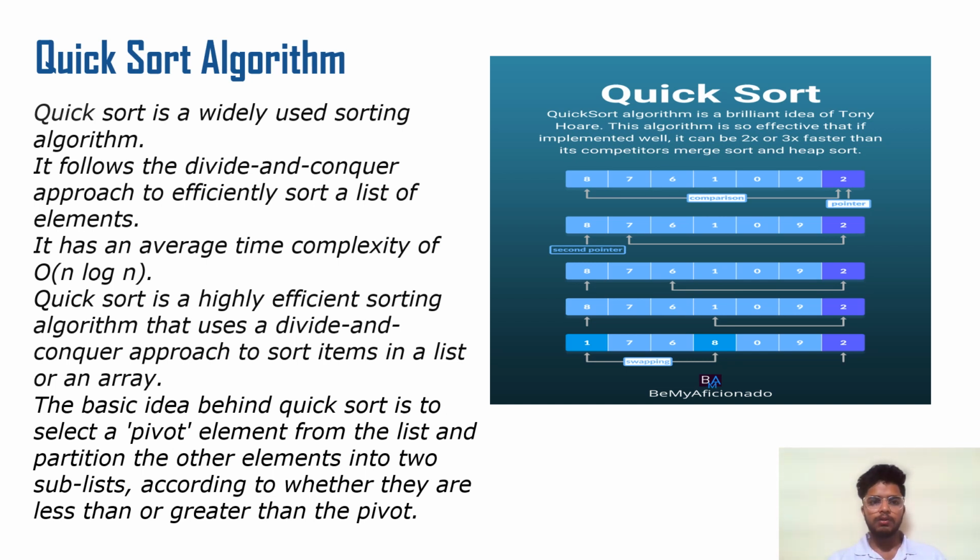Now, having a look through the introduction: quicksort is a widely used sorting algorithm. It follows the divide and conquer approach to efficiently sort a list of elements. It has an average time complexity of O(n log n). Quicksort is a highly efficient sorting algorithm that uses the divide and conquer approach to sort items in a list or an array. The basic idea behind quicksort is to select a pivot element from the list and partition the other elements into two sublists according to whether they are less than or greater than the pivot.